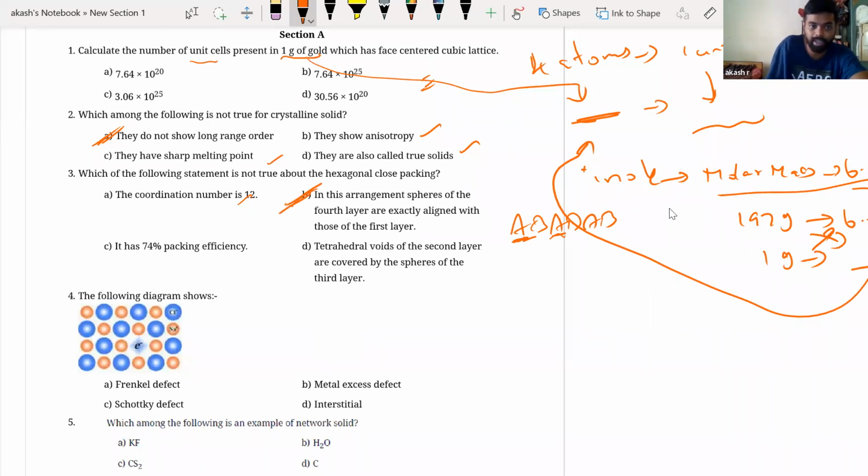They have 74% packing efficiency. Yes, correct. Tetrahedral voids of the second layer are covered with spheres of the third layer. Yes, this is also correct, right? So the correct answer would be B, right?